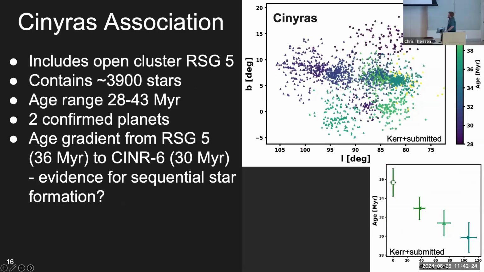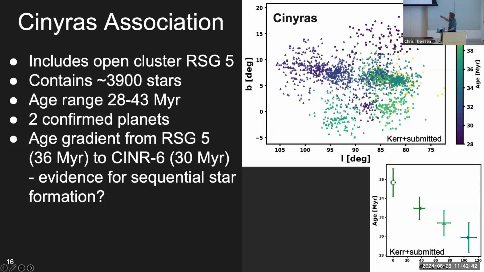And in the Cineris association, which is a little bit smaller, similar age spread, also has 2 confirmed planets, we see the emergence of an age gradient going from 36 million years in RSG5 all the way down to 30 million years in the smaller population of Cineris 6.